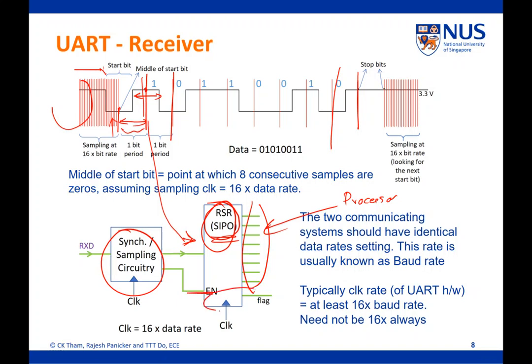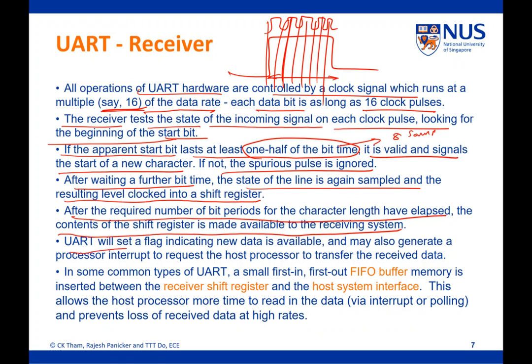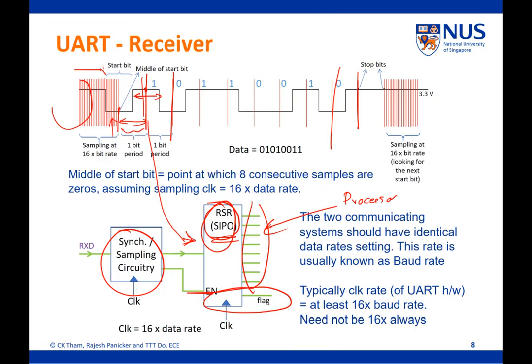So there is usually some kind of a mechanism to tell the processor that a new data is available, some kind of a flag. So the UART will set a flag indicating a new data is available and may also generate a processor interrupt to request a host processor to read the received data. Okay, so it could just create a flag, or it could create an interrupt which will be used by the host processor as an indication that a new data is available, so I should go and read it.